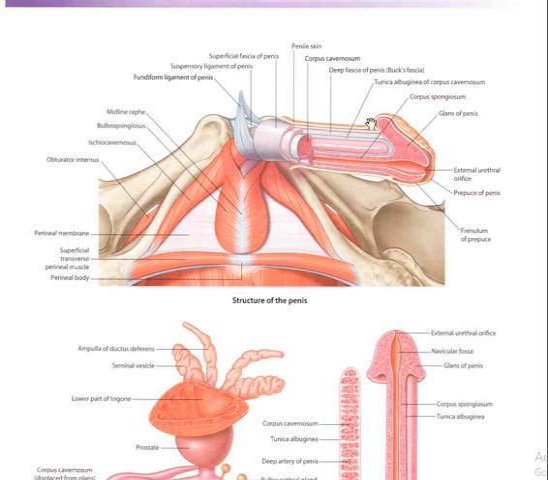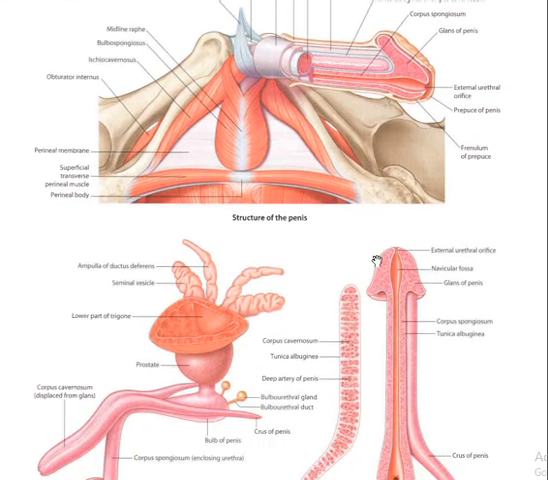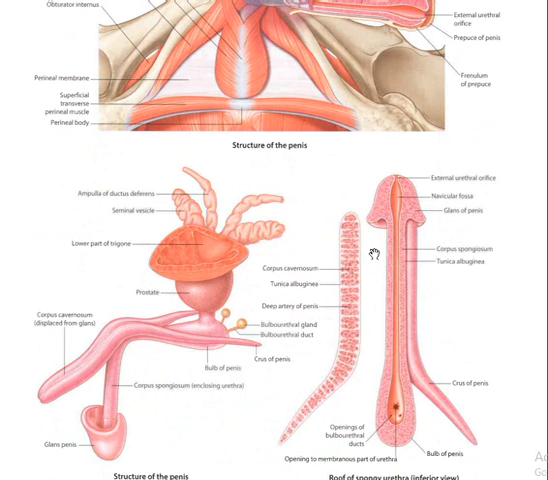After the deep fascia of the penis, we have the tunica albuginea of the corpus cavernosum. Then we have the corpus cavernosum. Then we have the corpus spongiosum. This corpus spongiosum then bulges out here to form the glans of the penis, and we have here the external urethral sphincter. Lastly, you have the prepuce of the penis. So all these are the different structures involved.